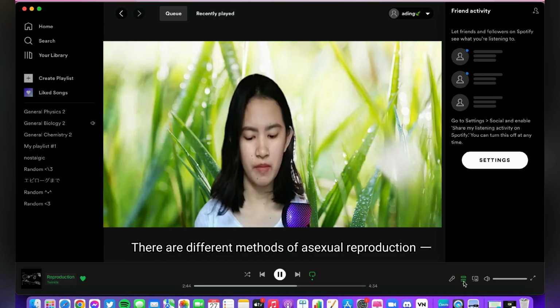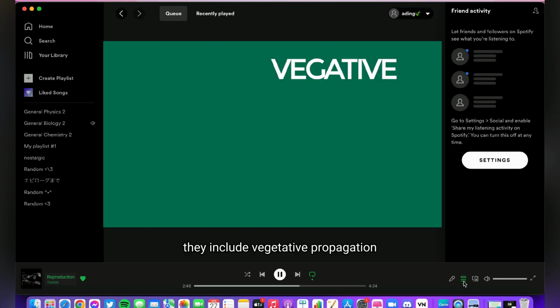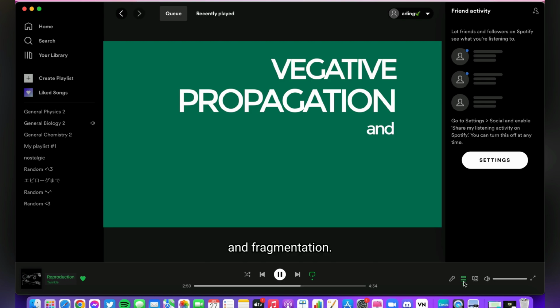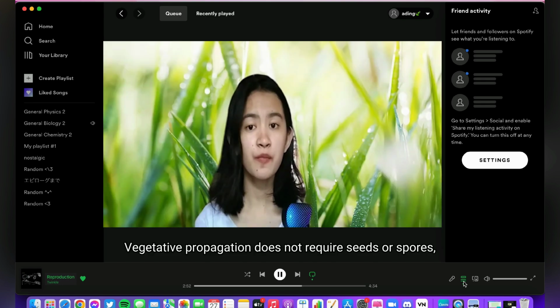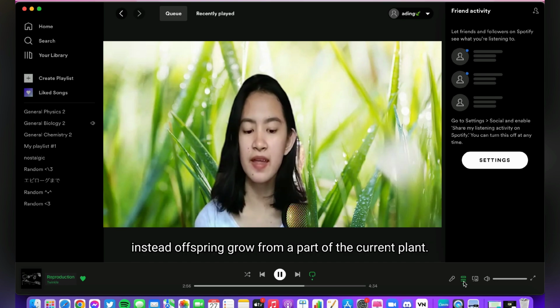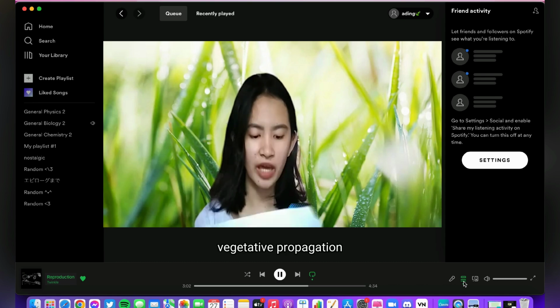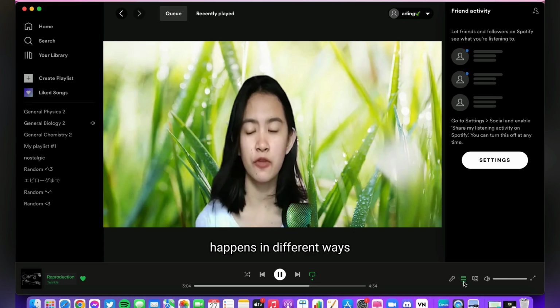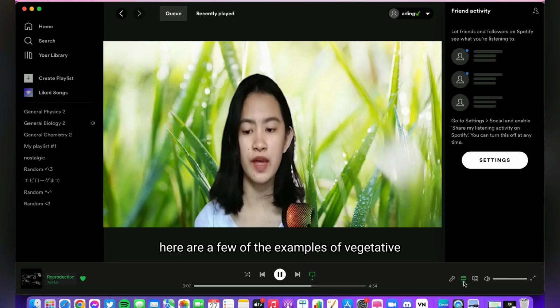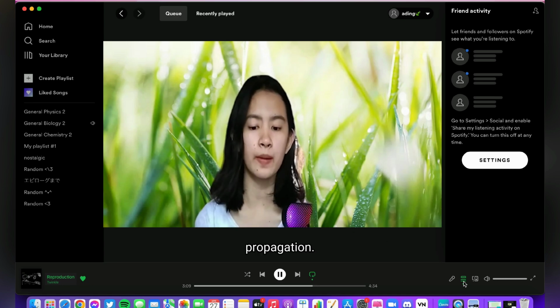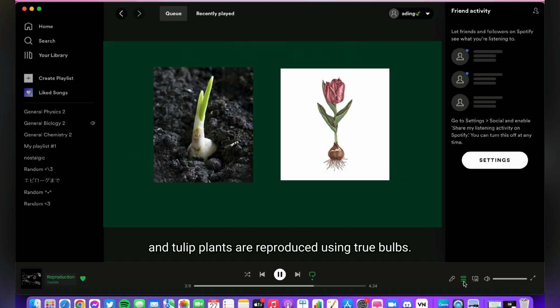There are different methods of asexual reproduction. They include vegetative propagation and fragmentation. Vegetative propagation does not require seeds or spores. Instead, offspring grow from a part of the parent plant. In different plants, vegetative propagation happens in different ways. Here are a few examples of vegetative propagation. Garlic, onions, and tulip plants are reproduced using true bulbs.